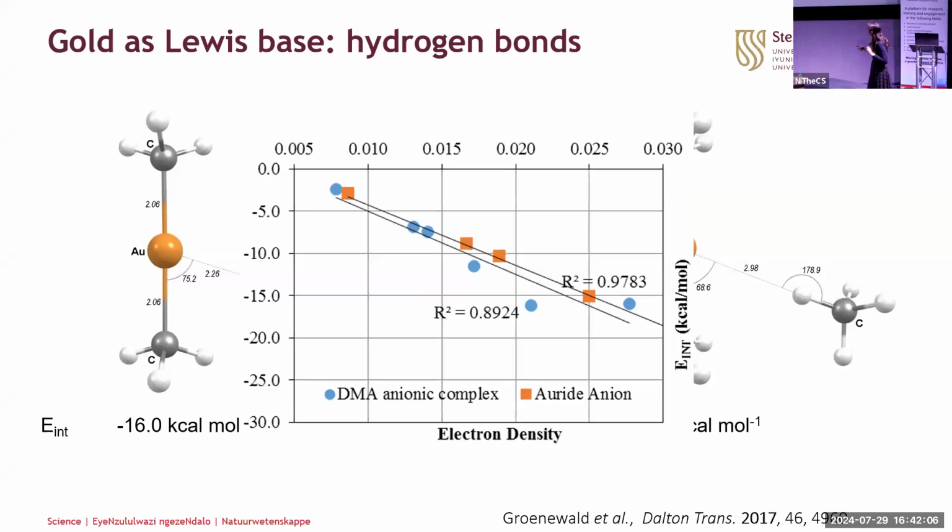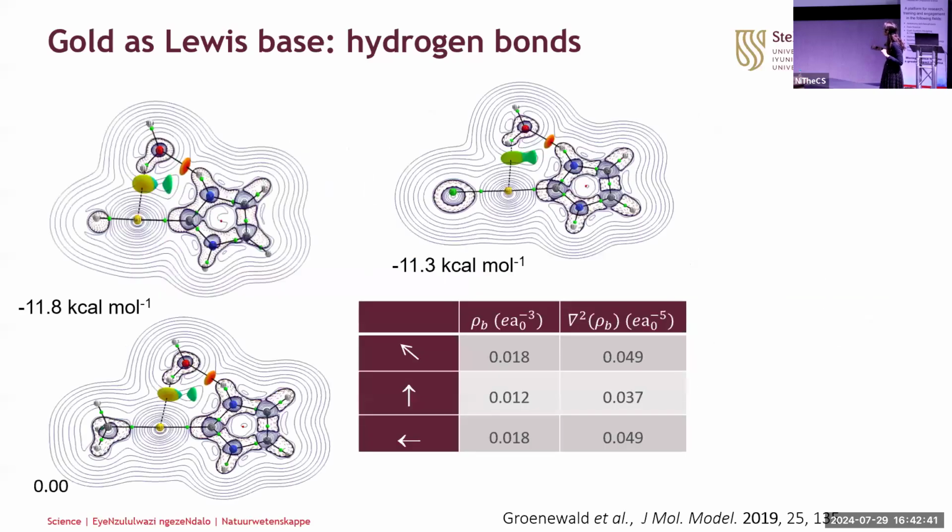And what we can do is plot the electron density at that bond critical point, the one that I just spoke about. We can plot that against the interaction energy, and we see that there's a very nice linear relationship, both for the oride ion and for this complex here, which is called a dimethyl oride. So as that strength decreases, the interaction energy and the electron density are related.